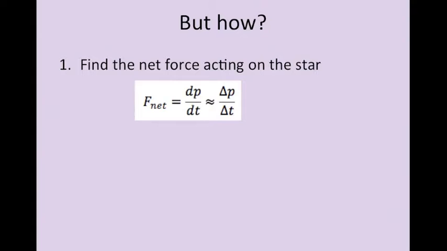Like we said before, the first step is finding the net force that's acting on the star. We know that the net force is equal to dp over dt, which is approximately equal to the change in momentum over the change in time. In order to do this for all of the position data that we have, we resort to Python.